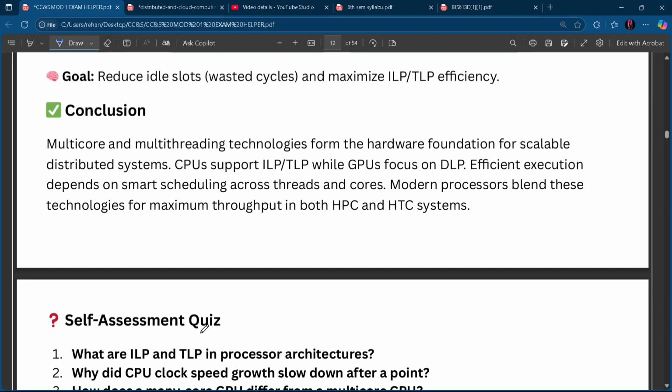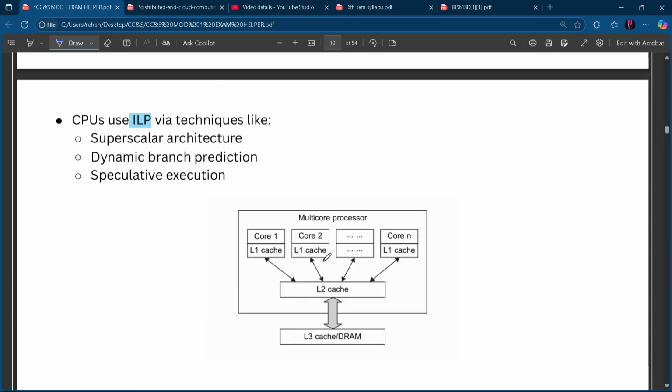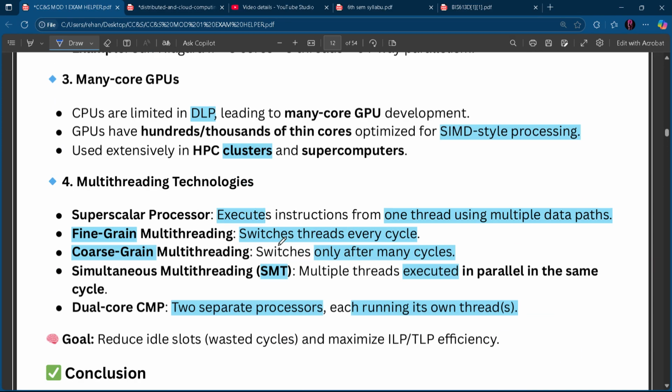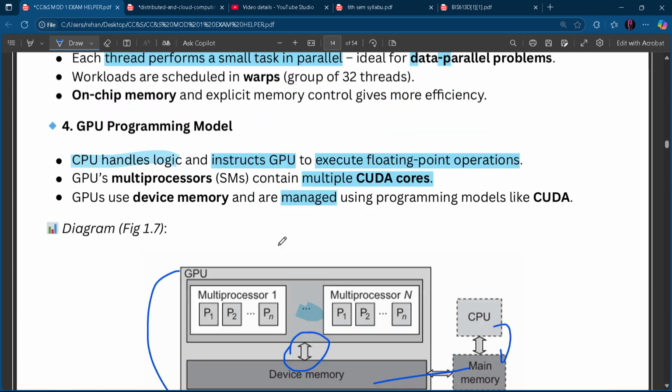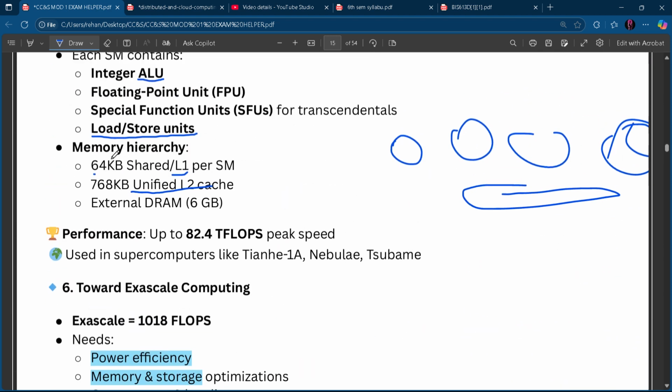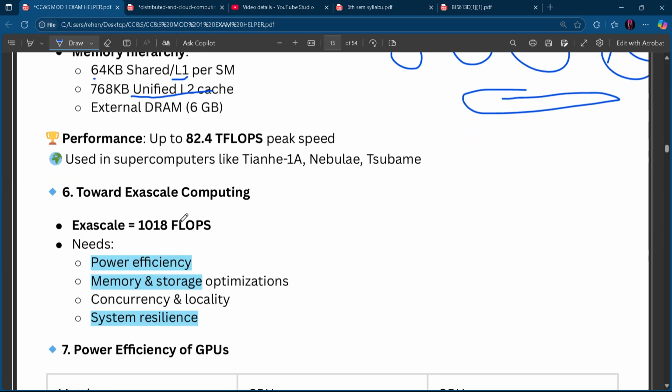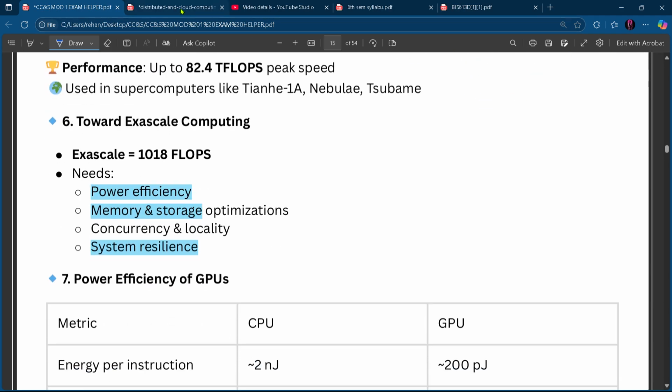If I have to show you the diagram, which we just saw, see the same diagram. Instead of this, they are just writing it in words. Let me just show you. See, 64 KB for each L1, 768 KB for L2, and then 6 GB DRAM, dynamic RAM, for external. It can be on chip or off chip. In performance up to 82.4 T-flops peak speed, used in supercomputers like Tianhe-1A, Nebulae, and Tsubame. Okay, towards exascale computing. So this is the next topic.